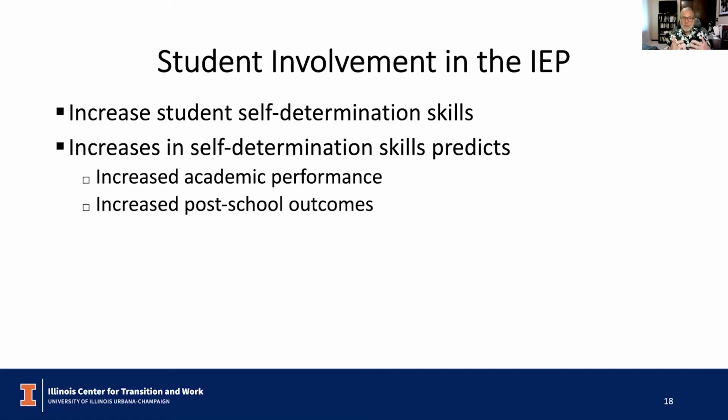And we know as students increase their self-determination skills, this increase predicts better school academic performance. It doesn't teach somebody how to do a quadratic equation, but it increases their desire to be in school and the desire to try harder. Matter of fact, in psychology, self-determination is considered a motivational theory. And increases in self-determination skills also predict better post-school outcomes.